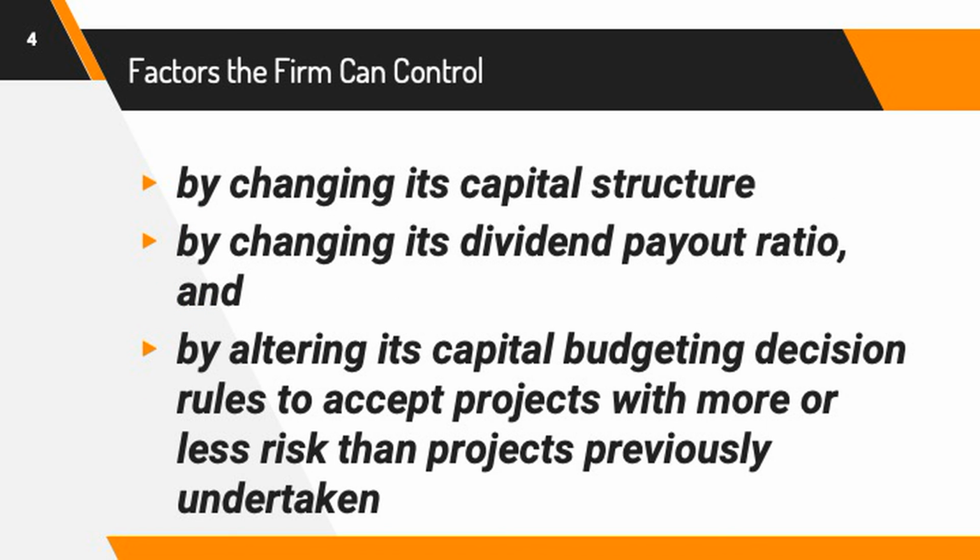So a firm can directly affect its cost of capital in three primary ways. First, by changing its capital structure. Second, by changing its dividend payout ratio. And lastly, by altering its capital budgeting decision rules to accept projects with more or less risk than projects previously undertaken. So first, by changing its capital structure.